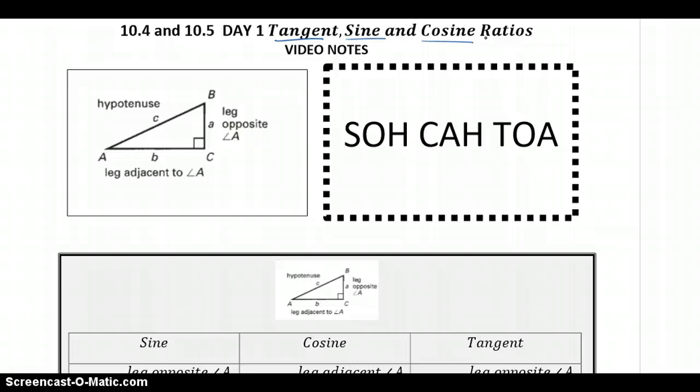What these can tell us is that given any right triangle, regardless of whether it is a special 45-45 or 30-60-90 triangle, we can find a missing side or a missing angle.